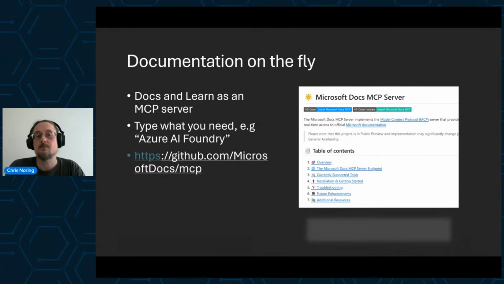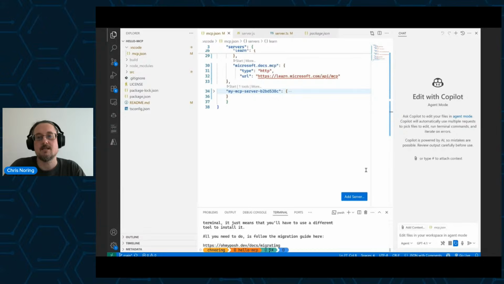Close all those tabs and install Microsoft Docs. So if you add this entry here, this URL in your MCP JSON file, you will have instant access to all of Microsoft Docs. So if you're working on something Azure or something Microsoft, you will have instant access to our documentation without leaving Visual Studio Code. That sounds fantastic, right? So let's have a look at the demo.